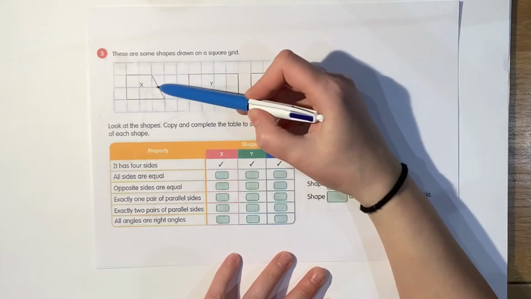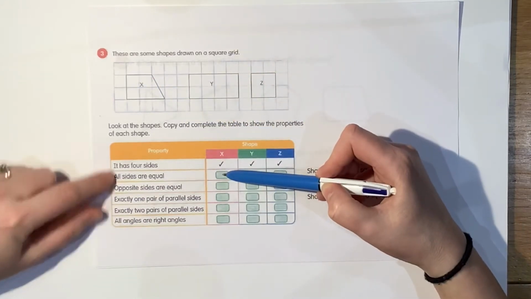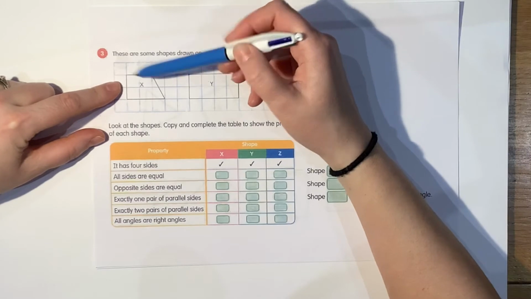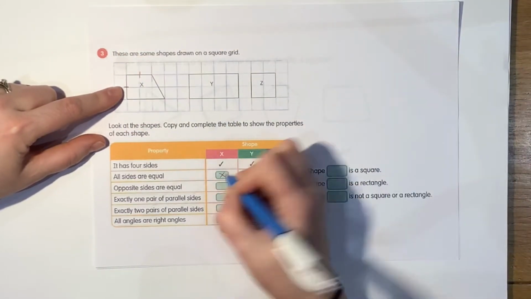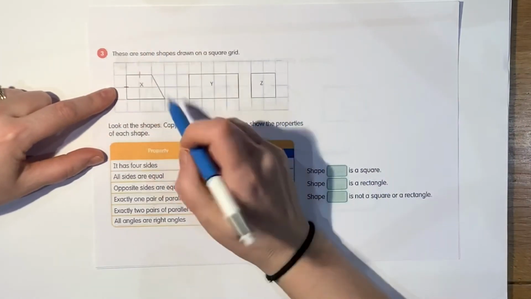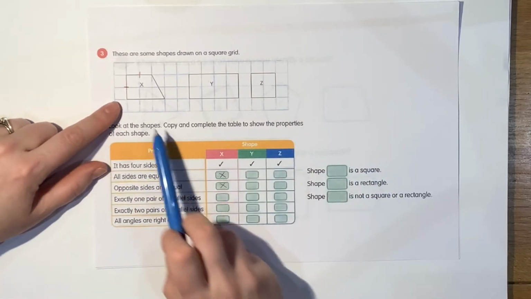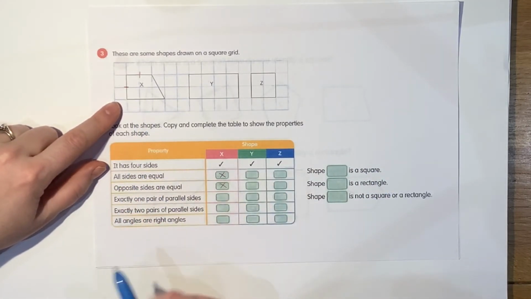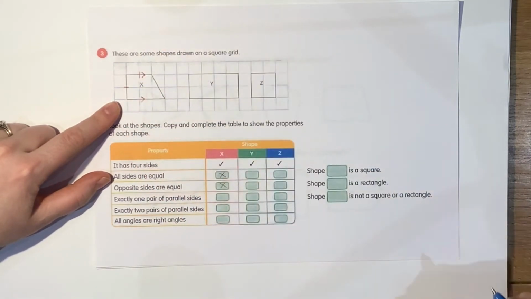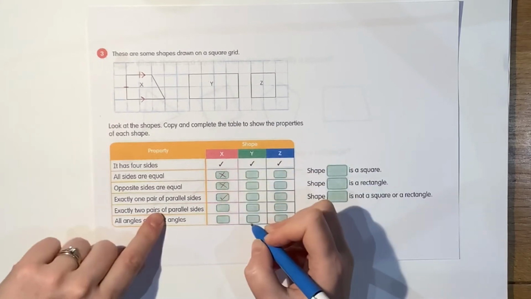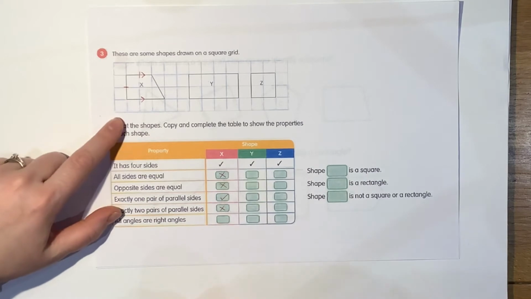Okay, let's have a look at X then. So X does have four sides, it's a quadrilateral. Are all the sides equal? No. That side is equal to that side, but the other two are not. Are opposite sides equal? No, they're not opposite, they're next to, or adjacent, so no. Does it have one pair of parallel sides? Yes, it does. This line is parallel to that line. So yes. Does it have two pairs of parallel sides? No. Are all the angles right angles?